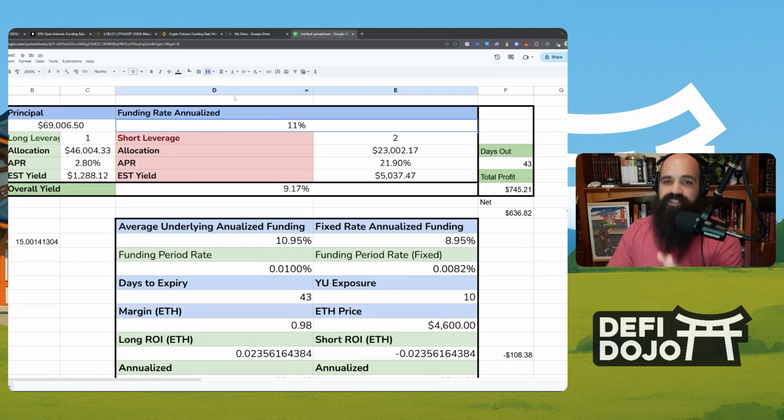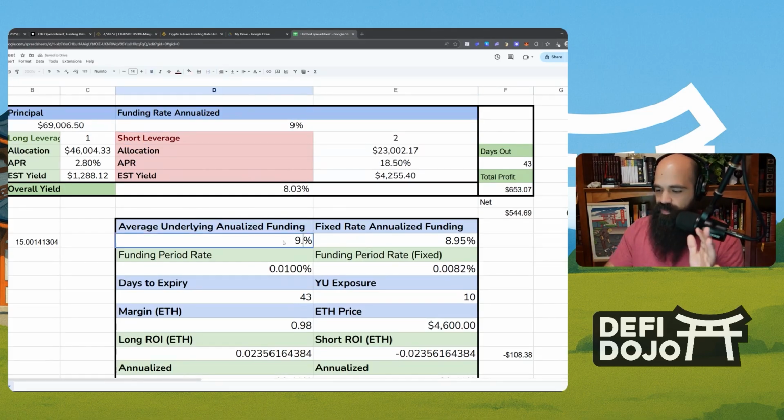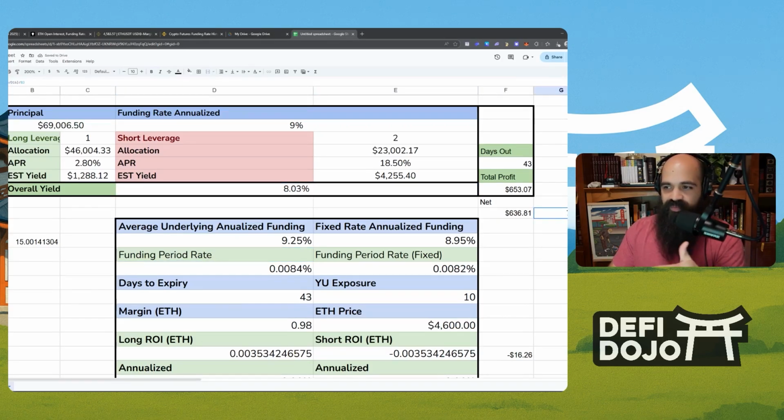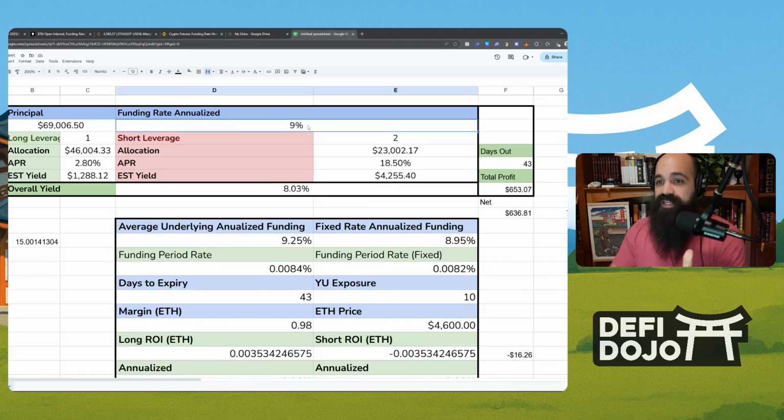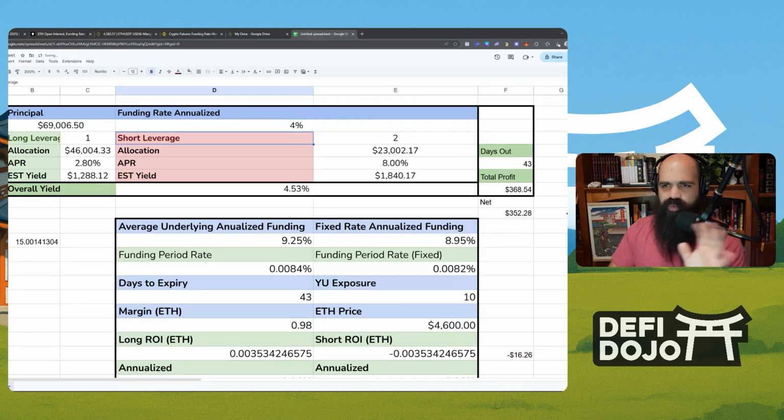That's an unrealistic expectation. Let's say more realistically on the losing side, it averages 9.25, right? So now it goes from an 8.03 to a 7.83, right? You lost $16. But you prevented yourself from catastrophic failure. Let's say it goes down to 3%. So ETH goes way down. Maybe 4% is more realistic. ETH funding goes down to 4%.